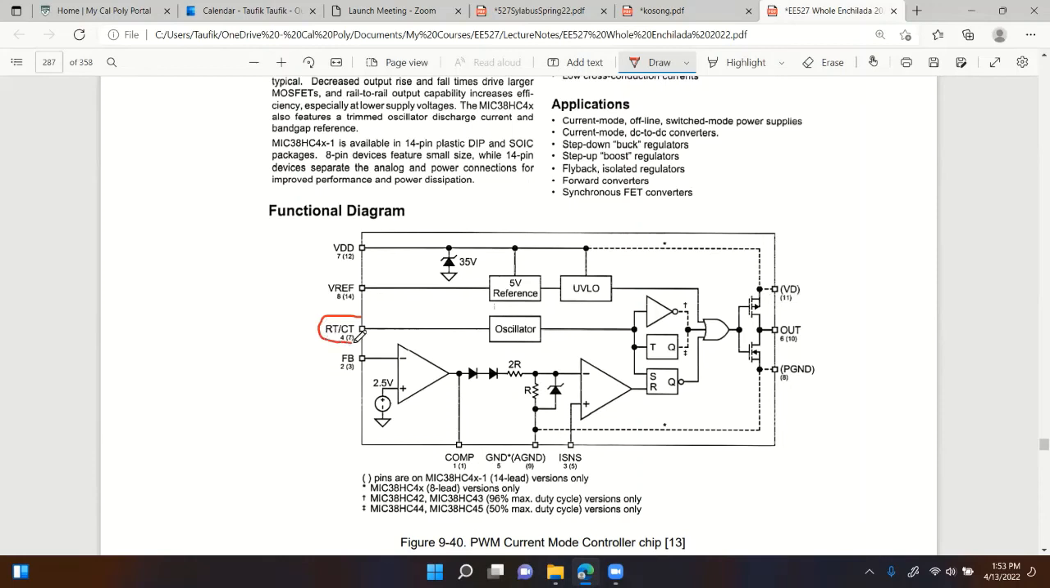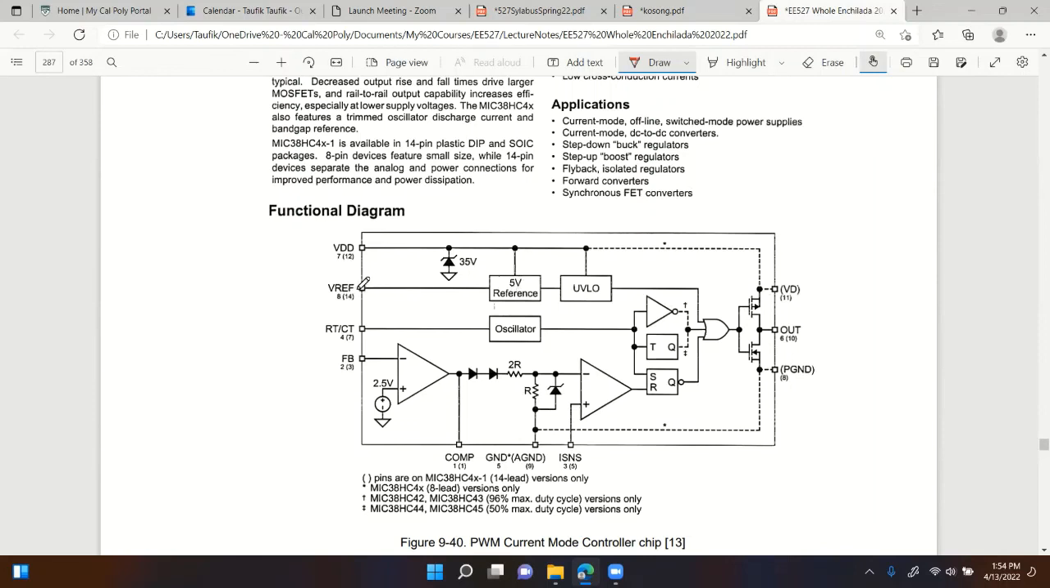Anybody want to take a guess on what this one is for? No? Doesn't that change switching frequency? That is correct. Yes, that is correct. So that's where you can change the switching frequency, right? That's an oscillator right there, but it can be driven from an external component. So depending on the RTCT values, that would determine the switching frequency of this controller, right? VREF is a pin that you can use for, this one can actually put out voltage.